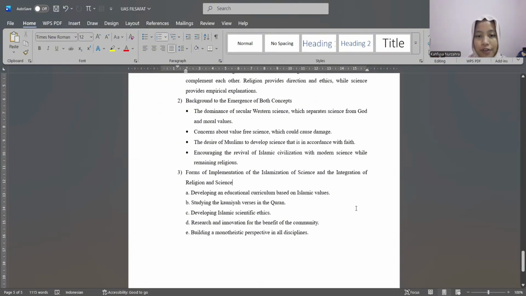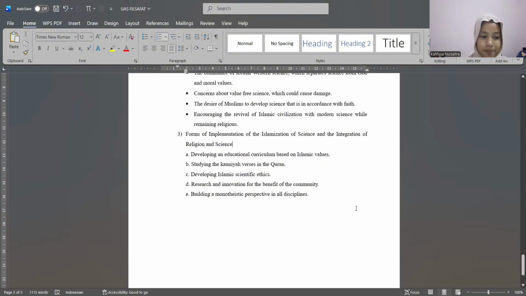3. Forms of implementation of the Islamization of science and the integration of religion and science. A. Developing an education curriculum based on Islamic values. B. Studying the Kauniyah verses in the Quran. C. Developing Islamic scientific ethics. D. Research and innovation for the benefit of the community. E. Building a monotheistic perspective in all disciplines.